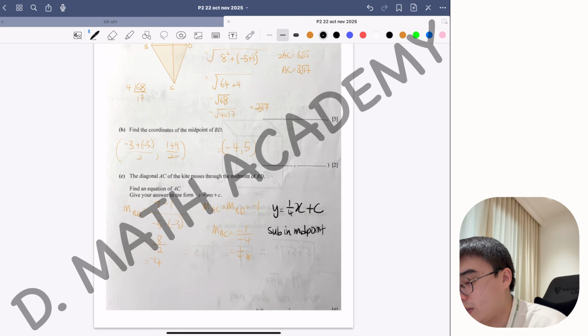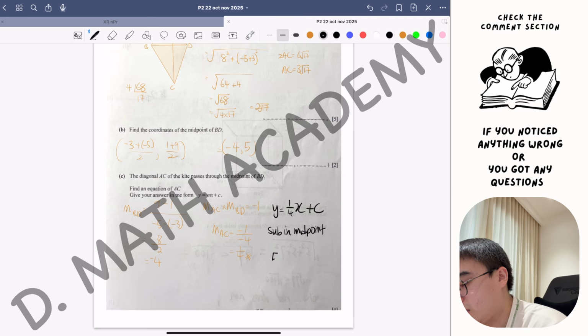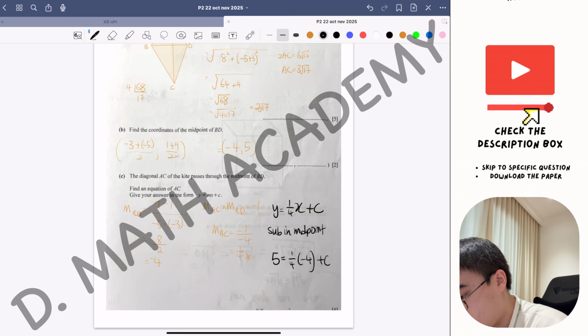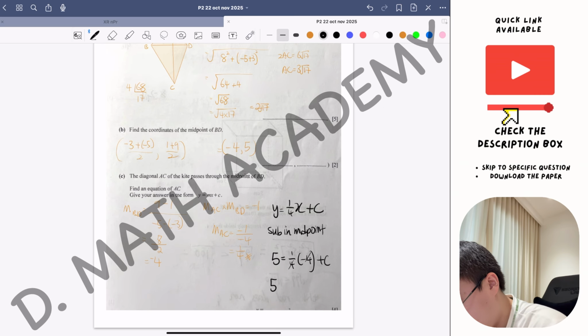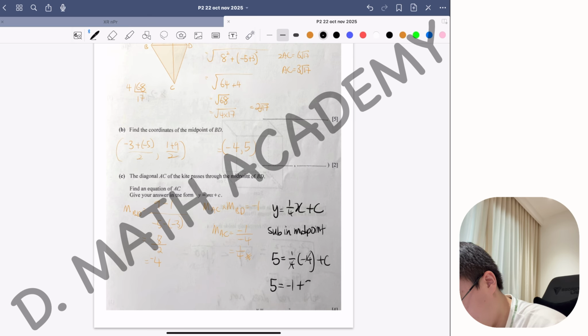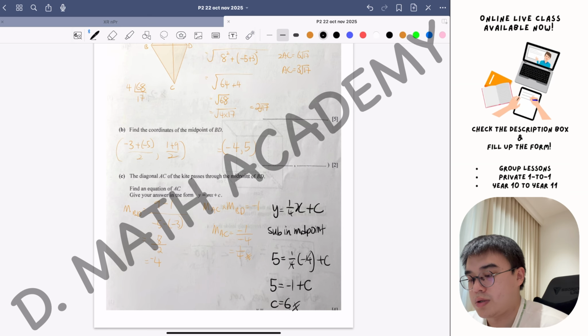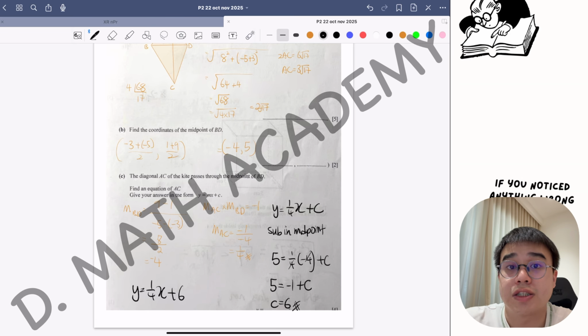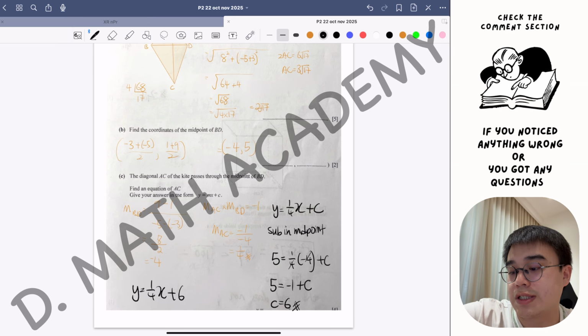So you will get this. So your final answer is 1/4x plus 6 as your final result for question C.